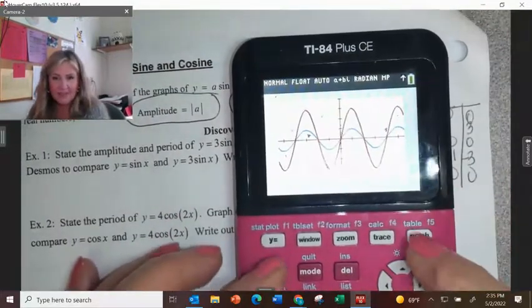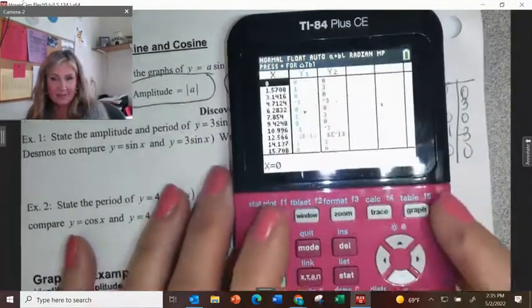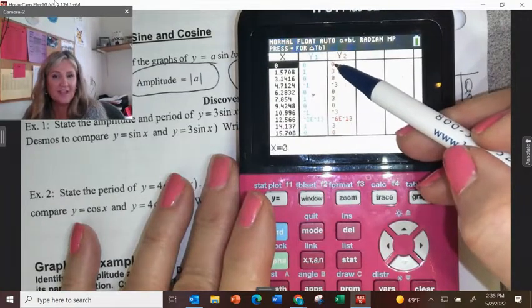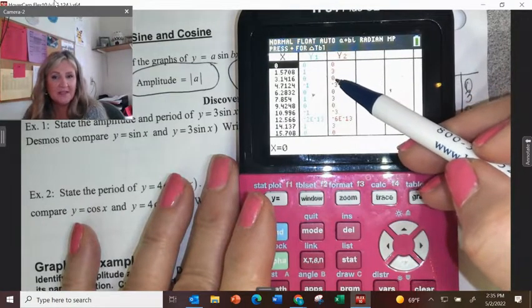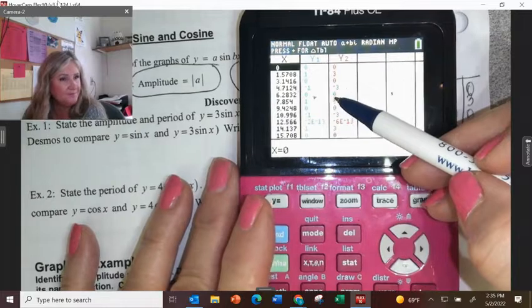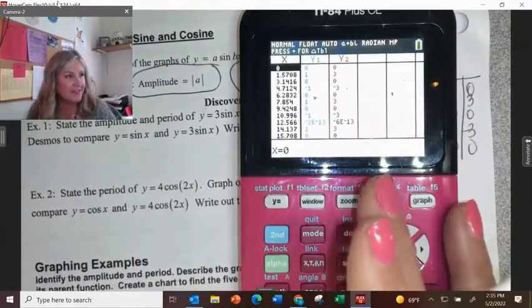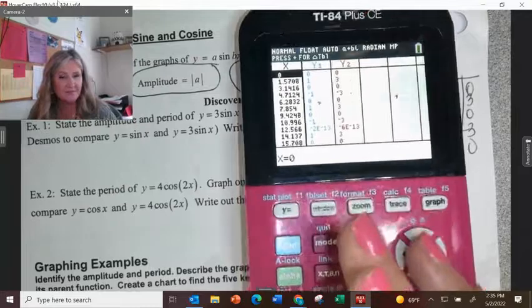And let's check that. Go to your table. Second graph to go to your table. In red, here are the 5 key points: 0, 3, 0, -3, 0. So we can use our graphing calculator to check those 5 key points.